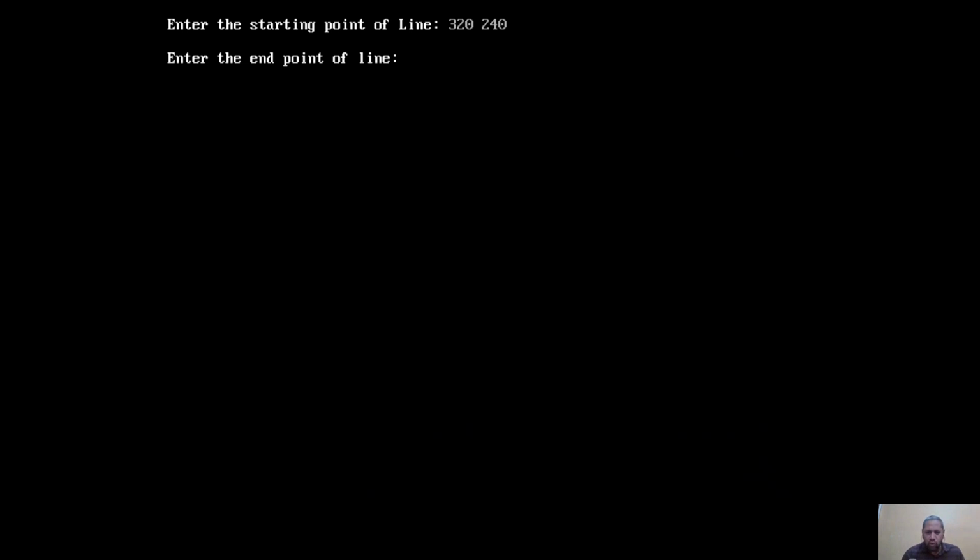Now suppose I want to draw only the horizontal line. Horizontal line means I want to increase only x, not the y value. So x, instead of 320, will be incremented by 100, so suppose it will be 420. And I don't want to increment the y value. Vertical line I don't want to draw, so I will keep this 240 as it is. Starting point is 320, 240. Because this is my center of the screen, my end point is 420 and 240.